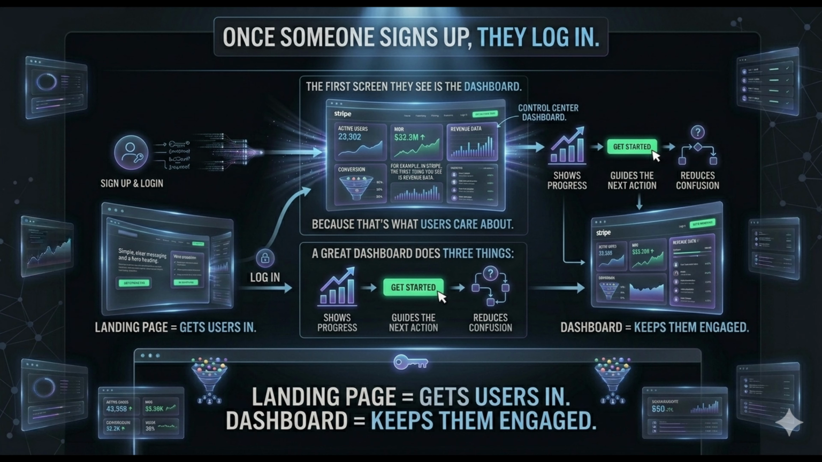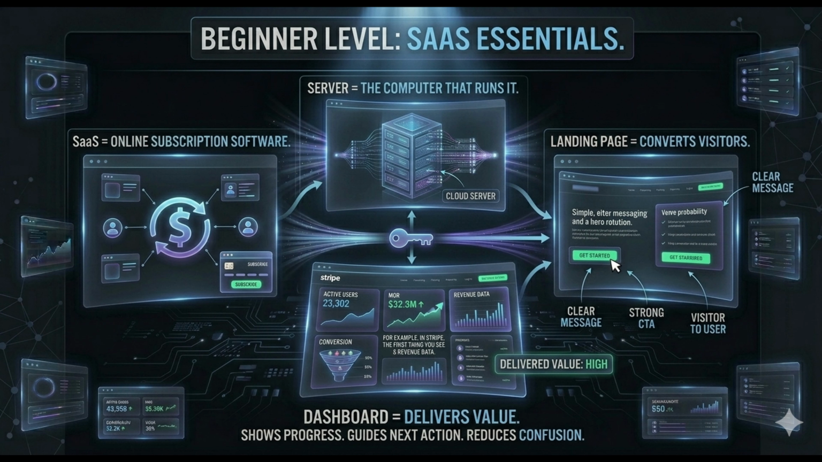Landing page equals get users in. Dashboard equals keeps them engaged. Got it? Let's go to the next step, beginner to advanced understanding. SaaS is online subscription software. Server is the computer that runs it. Landing page converts visitors into users. Dashboard delivers value. This is the beginner level you have to understand.